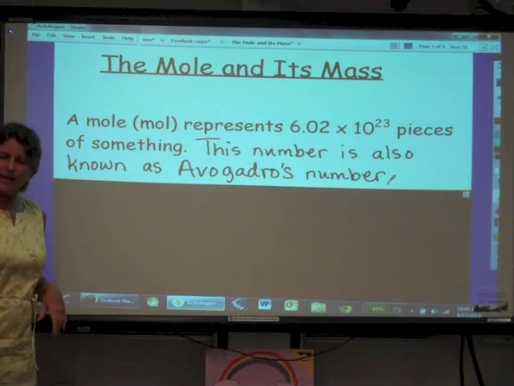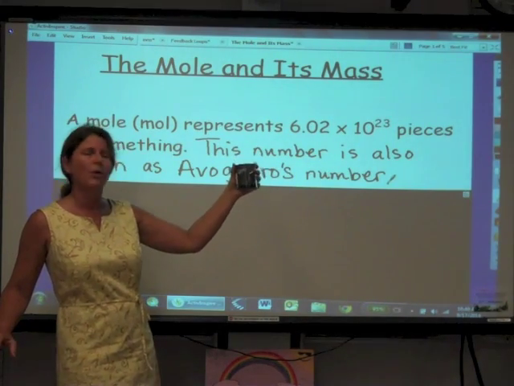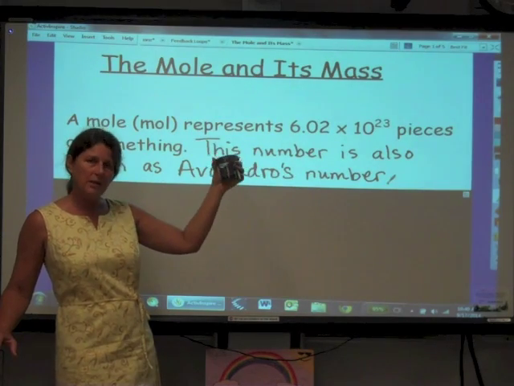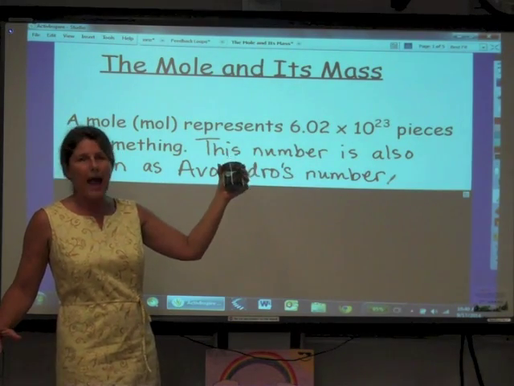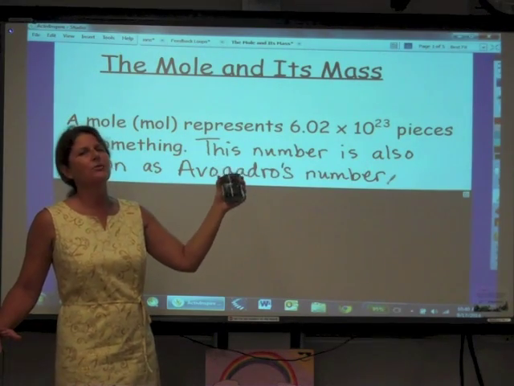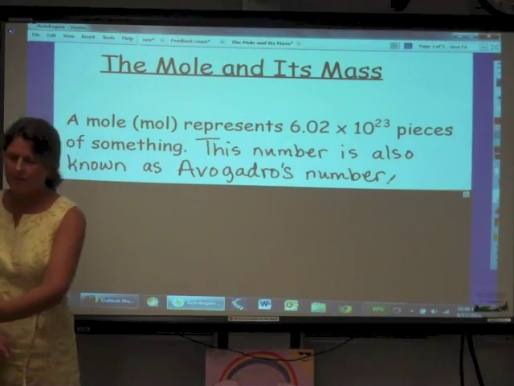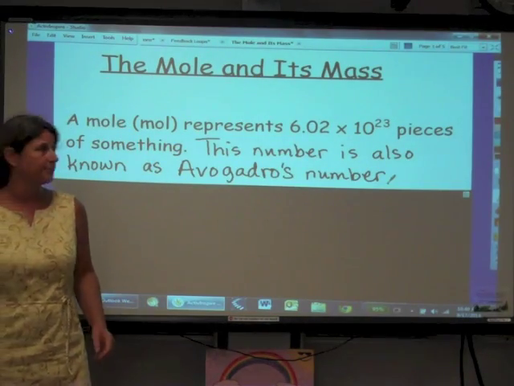Okay, so again, I know that this is 6.02 times 10 to the 23rd atoms of carbon, not because I counted them, but because I weighed them. Now, does that make any sense at all? Probably not.